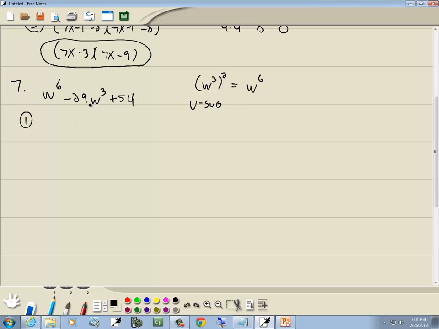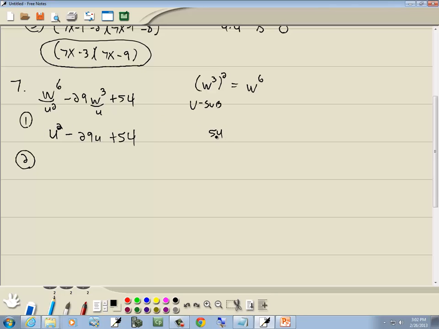Step 1. Let the variable part of the middle be u, and the variable part of the first be u squared. So this becomes u squared minus 29u plus 54. Step 2. Factor like normal. This is the PSD form: u squared, u, no number in front of the u squared.